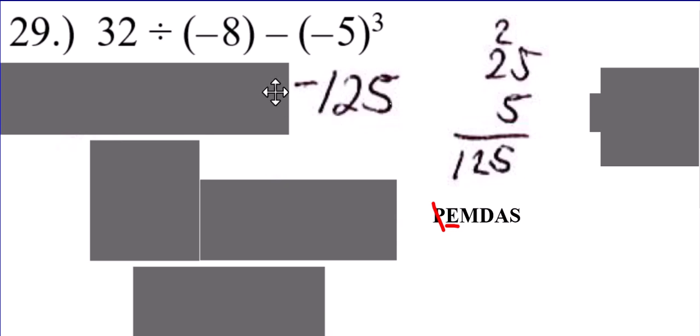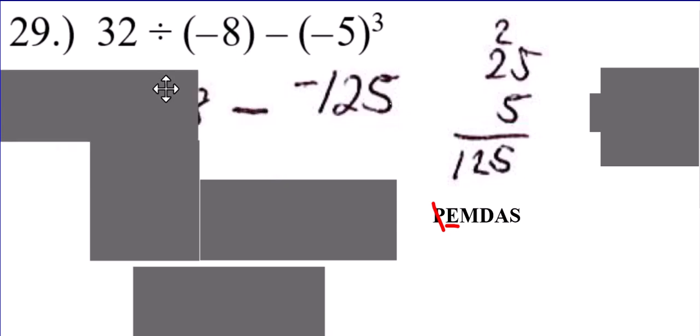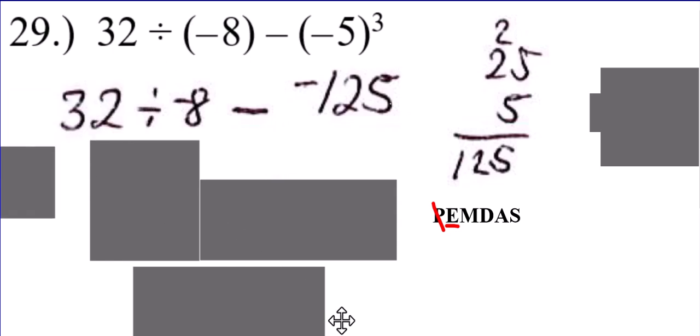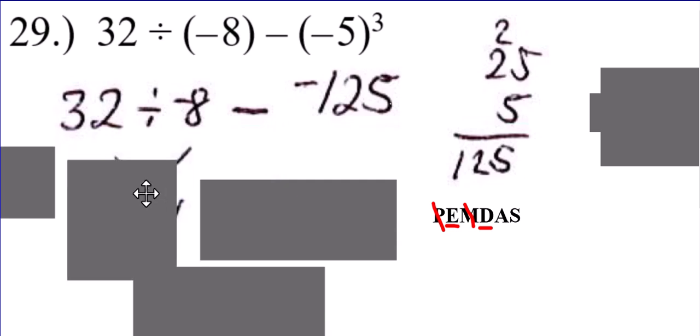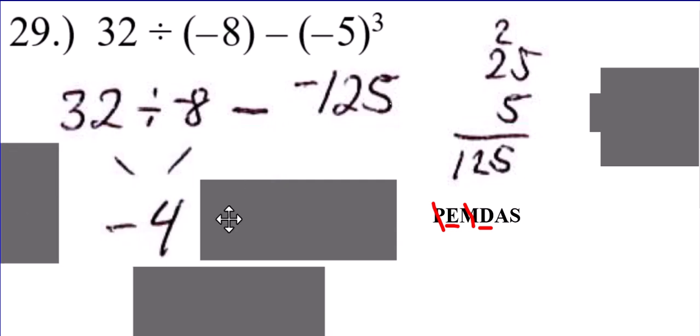Now let's bring down everything else in the problem. So the minus gets brought down. The negative 8 gets brought down. The division and the 32. What do I do next? Multiplication and division. Well, there was no multiplication here, but there is division. We're going to divide next. A positive and a negative will leave you with a negative 4.